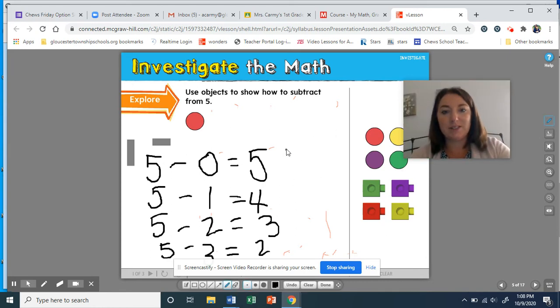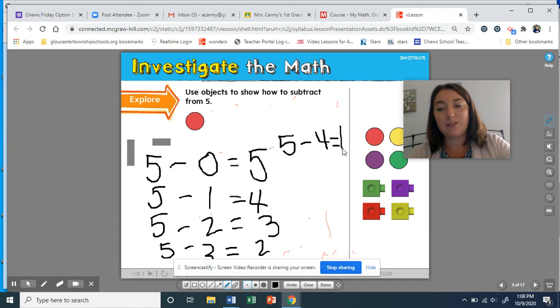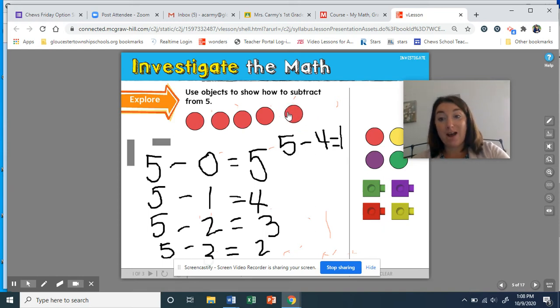Let me see if I can squeeze this in here. So 5 minus 4 equals 1. Now, let's see what happens when we take them all away. So I'm going to have all 5 of my counters out again. So 1, 2, 3, 4, 5. So I have 5 counters.